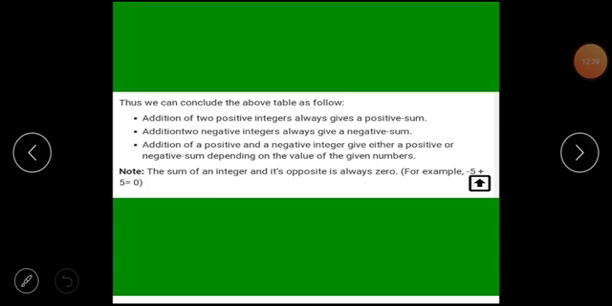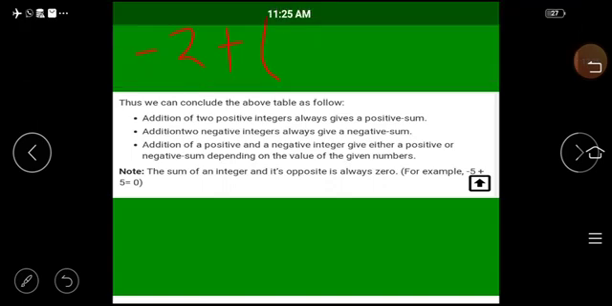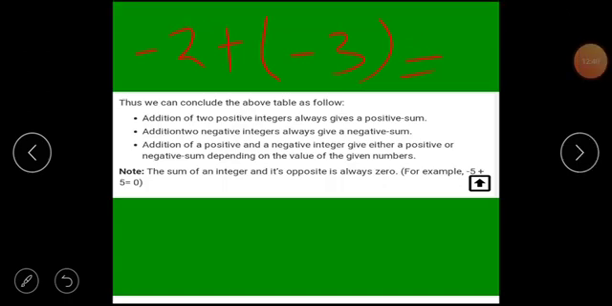For example, 2 plus 3, I will get plus 5. Second, addition of two negative integers always gives a negative sum. Whenever you add two negative integers, means minus 2 add minus 3, I will get in answer minus 5. So you will get a negative in answer.